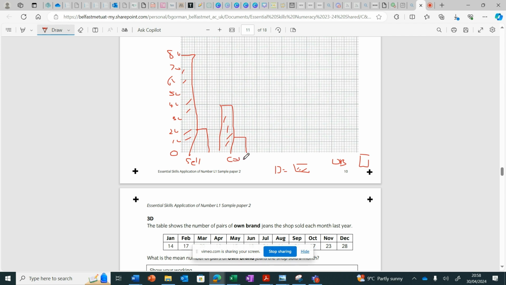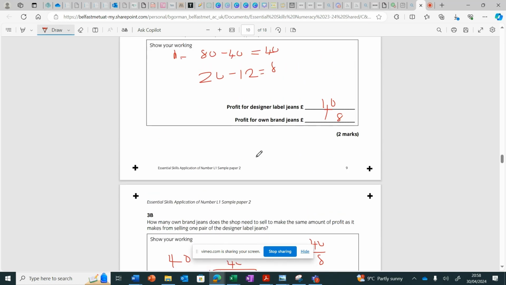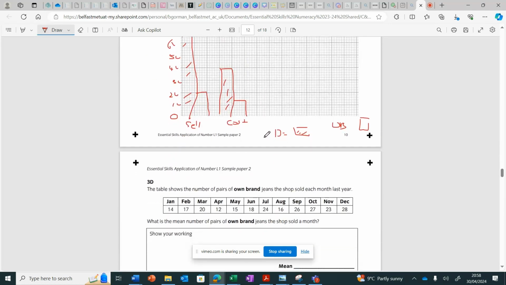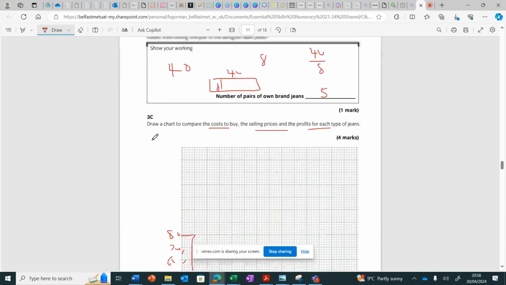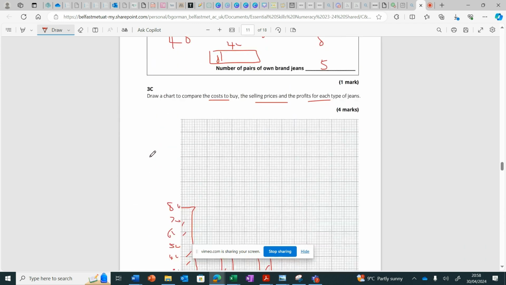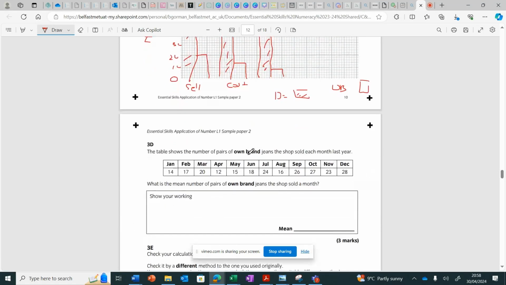That's cost. And then I think the final thing was profit. Profit was 40 and 8. So profit for designer was 40. Again, do your little bar as best you can. And profit for the other one was 8. So about there, roughly. And then up the side, we have pounds. So make sure to label it.